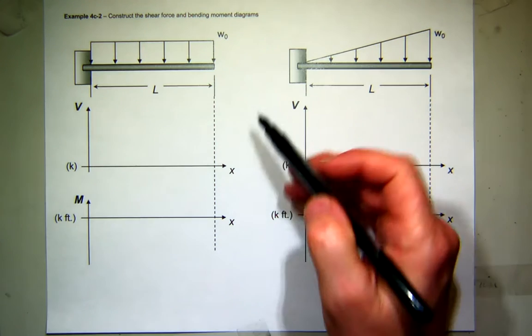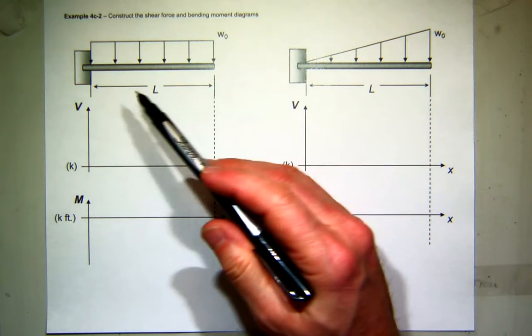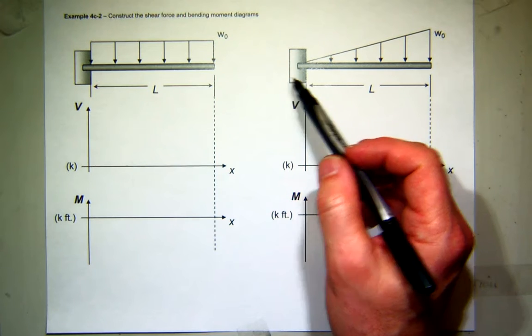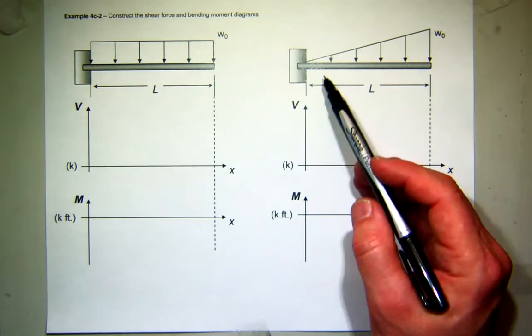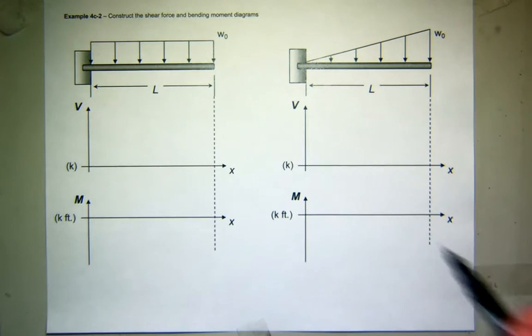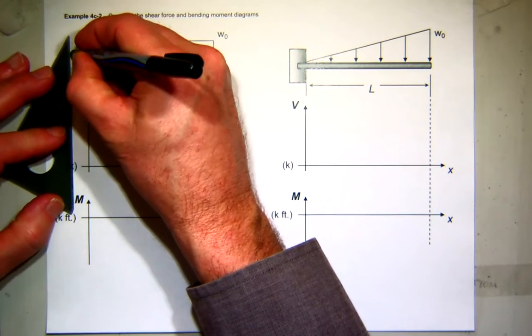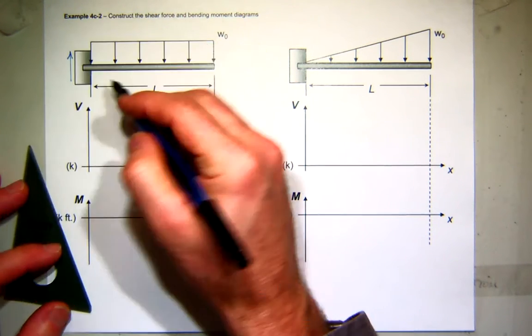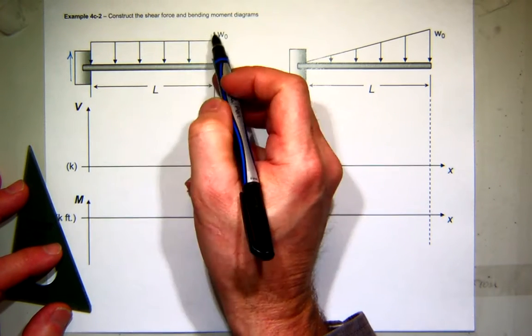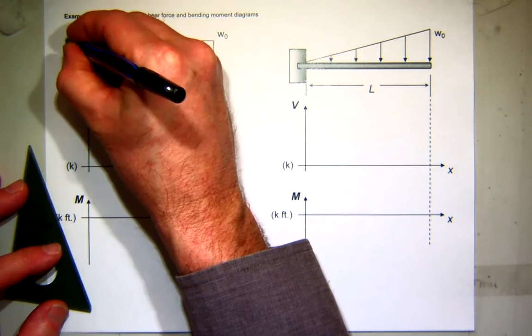Okay, so here's another introductory set. Again, these are cantilevers like we just did, except this one has a uniform load and this one has a triangular load. Again, to help us get started, I'm going to go ahead and tell you that the reaction force in the vertical direction here is basically the area of the curve, which is W naught over L.